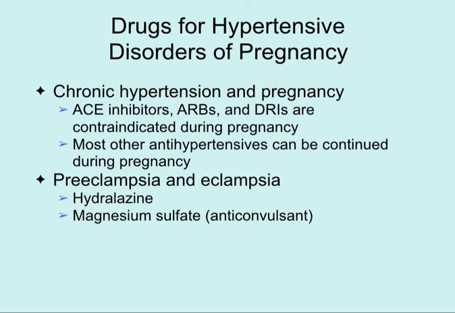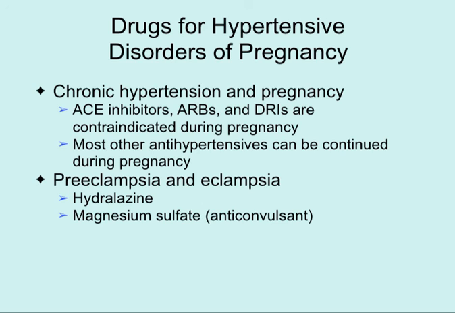Real quick, because I wanted to discuss this with pregnancy, chronic hypertension. So there's two different things here. A patient can start off having hypertension during pregnancy. They could have it, obviously, underlying before they even get pregnant. So it's kind of crucial to talk to patients about what they should and shouldn't be taking when they become pregnant. ACE inhibitors, ARBs, and then the DRIs, they're also contraindicated during pregnancy. So patients should not be on these agents. Most of the other agents can be continued during pregnancy.